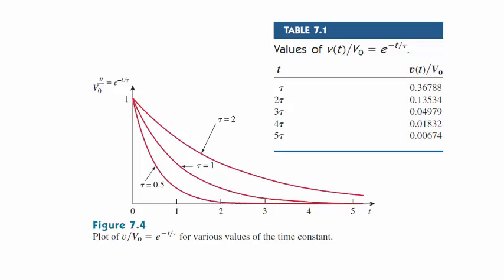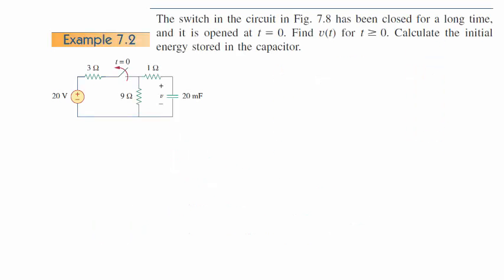So let's do an example. I like this example because it gives you a little bit of the bigger picture. How did this capacitor initially get charged up? Well, there must have been an independent source somewhere, and the switch is closed for a long time, and the capacitor has a chance to get fully charged to whatever its fully charged value can be.